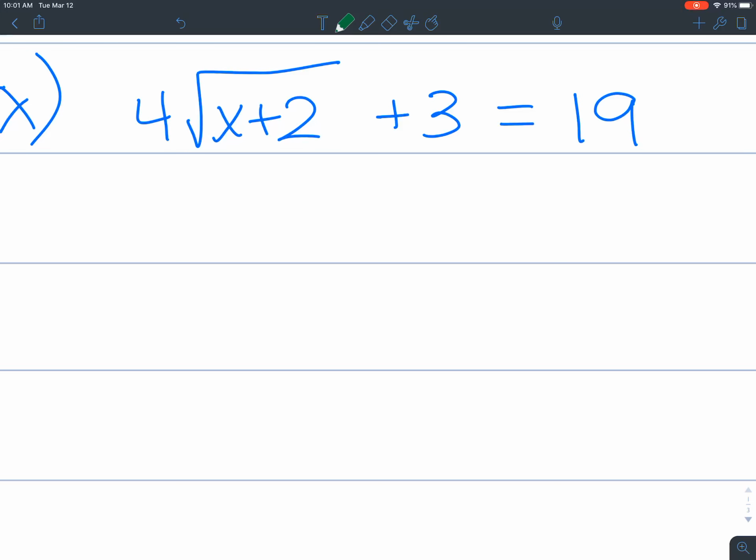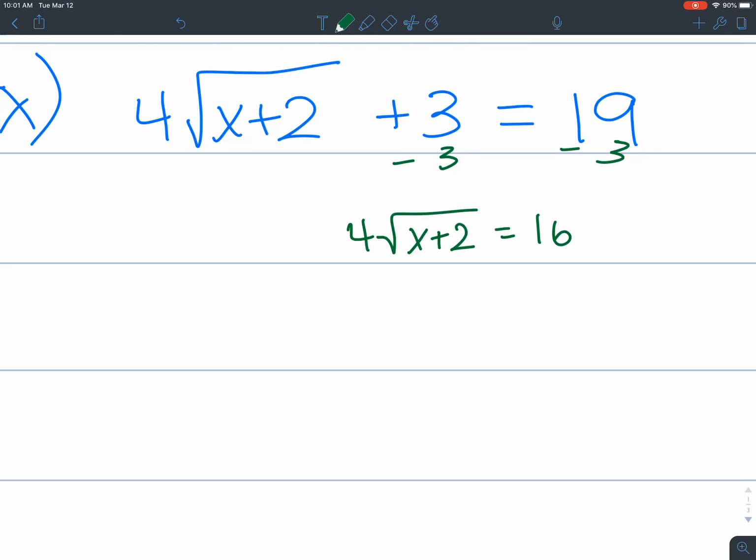This one is a little bit more complicated. So we're still trying to isolate x. So we need to get rid of this 3 right here and this 4. And then eventually that 2 as well. And the square root as well. So let's start by subtracting 3 to both sides. And so we get 4 square root of x plus 2 equals 16.